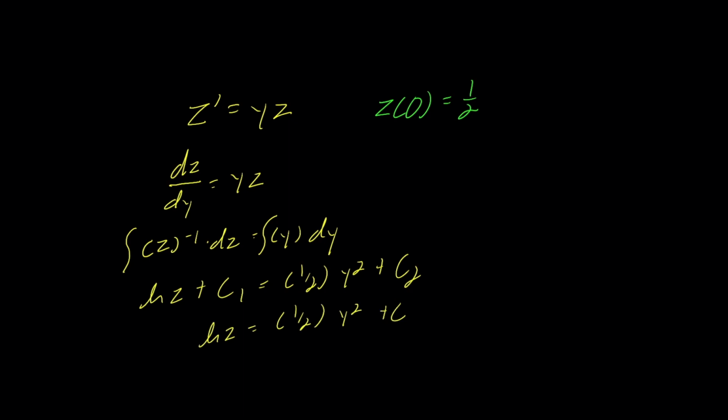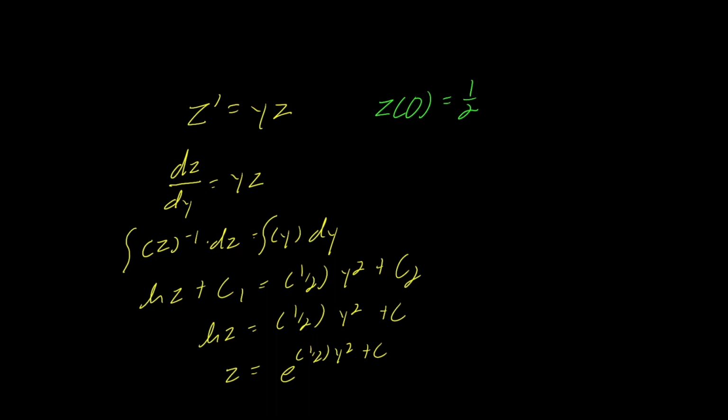So this is our following expression if we consolidate our constants. And our next step would be to isolate z. When we're trying to isolate the natural log of a given value, we tend to exponentiate both sides. So z is equal to e to the power of 1/2 times y squared plus c. And we now have the general solution.